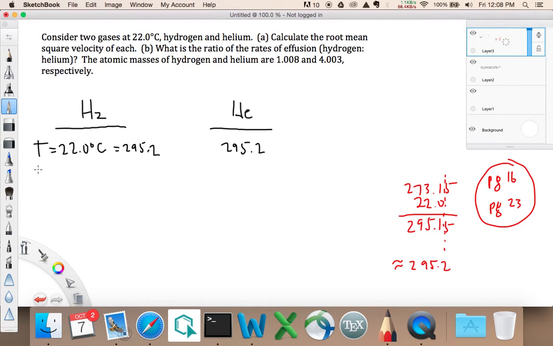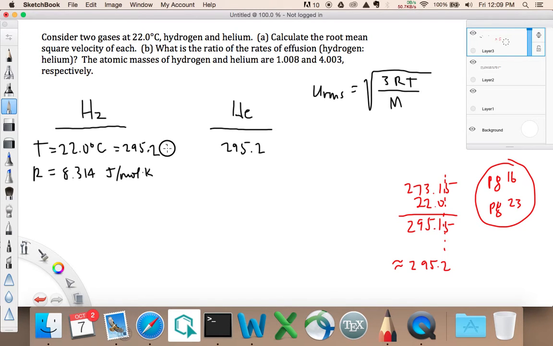All right, and let's see, calculate the root mean square velocity. So we look up in the book, RMS is equal to the square root of 3RT over the molecular mass. The molar mass, when it's a capital M like that, is in kilograms per mole. So R is equal to 8.314 joules per mole Kelvin. T is in kelvins, and we already got T.